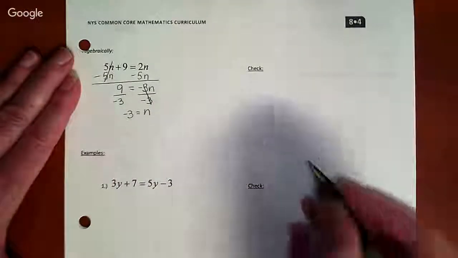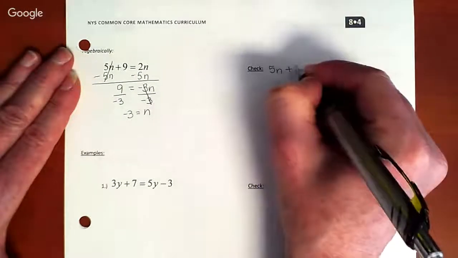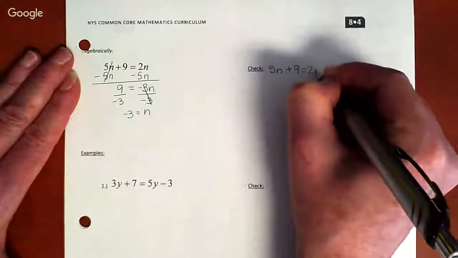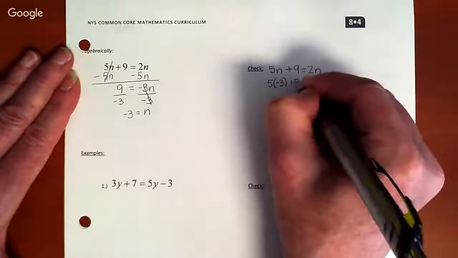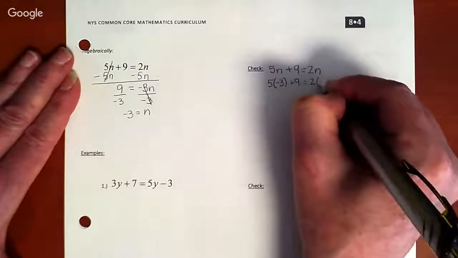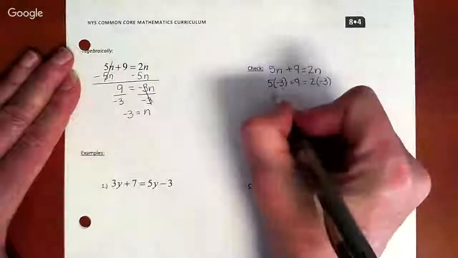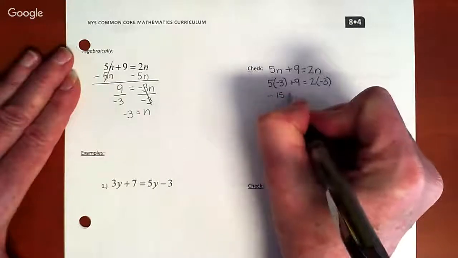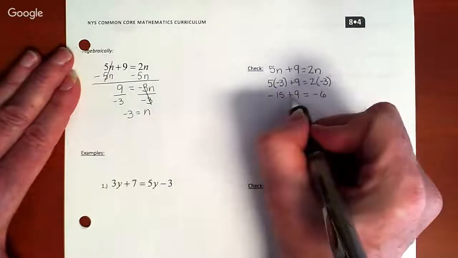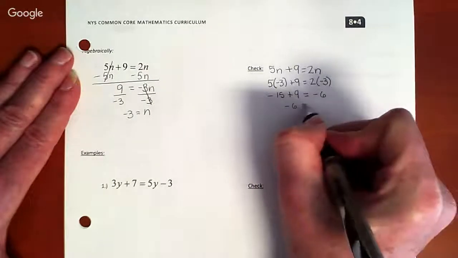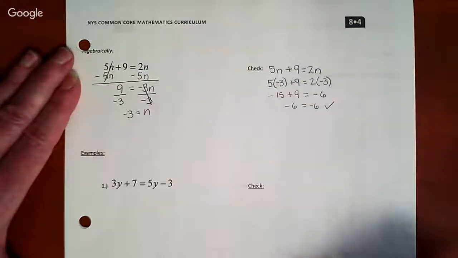So to check this answer, always go back to your original equation, 5n plus 9 equals 2n. 5 times negative 3 plus 9 equals 2 times negative 3. Remember, our goal is to make sure one side equals the other. So we have negative 15 plus 9 equals negative 6. Negative 15 plus 9 is negative 6. And is that what we are looking for? Yes, it is. Both sides do equal.